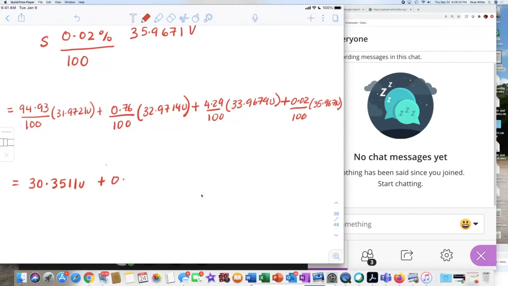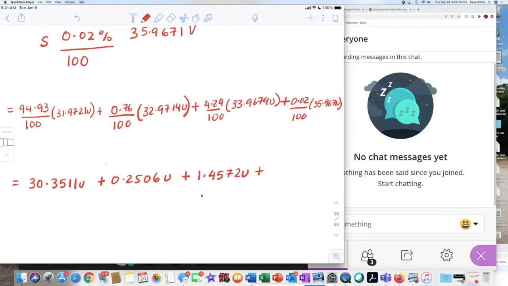Okay, I'm getting 0.2506 u plus 4.29 divided by 100 times 33.9679. Okay, I got 1.4572 u plus my final one, 0.02 divided by 100 times 35.967. Was that 0 or 1? Oh, 1. 1 u. Okay.